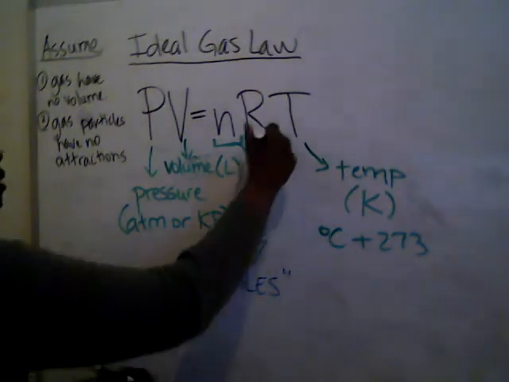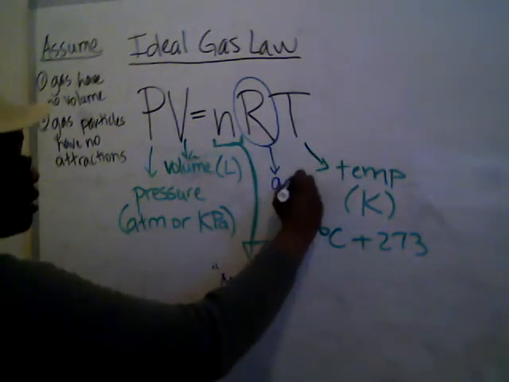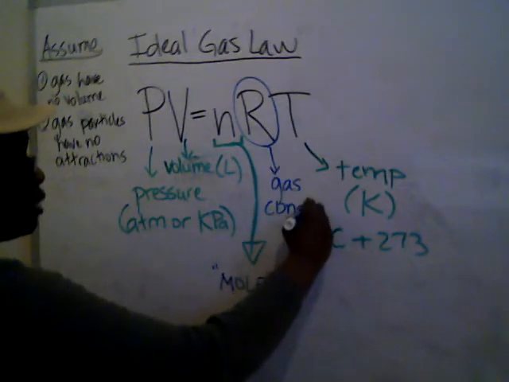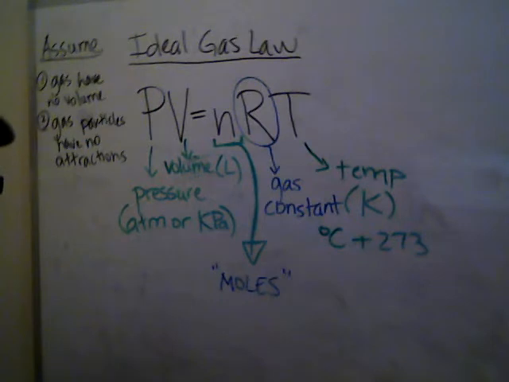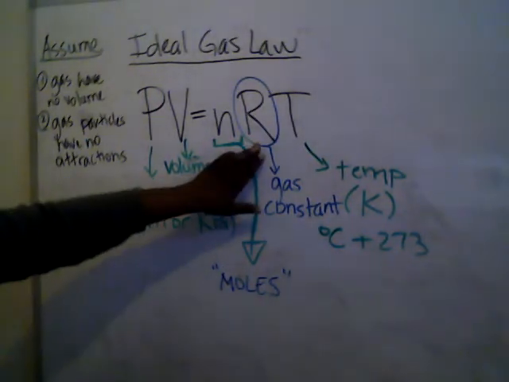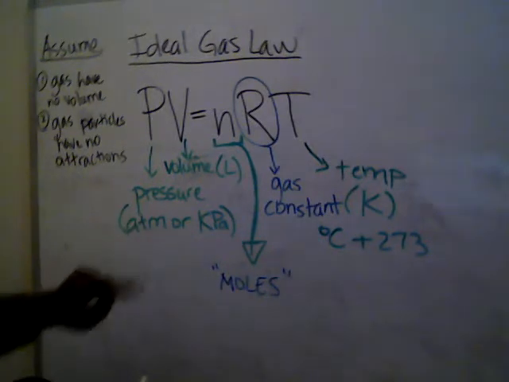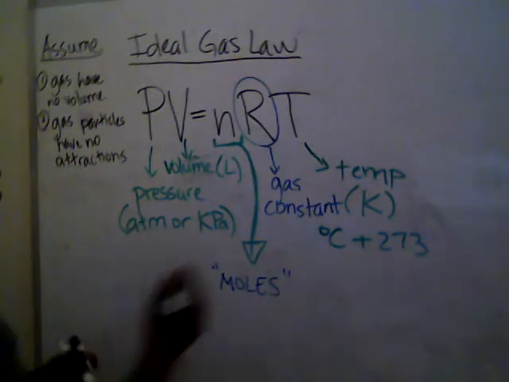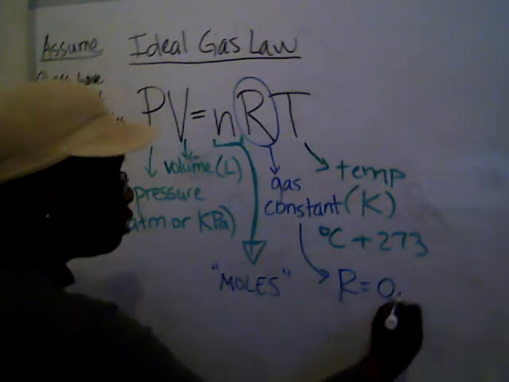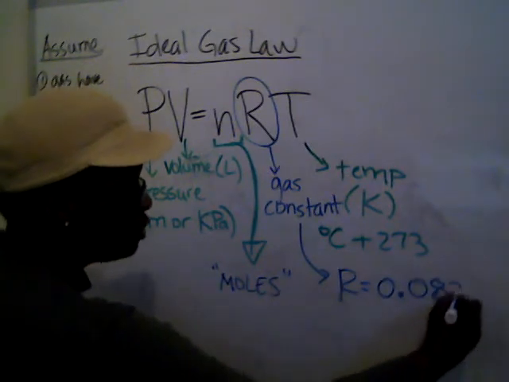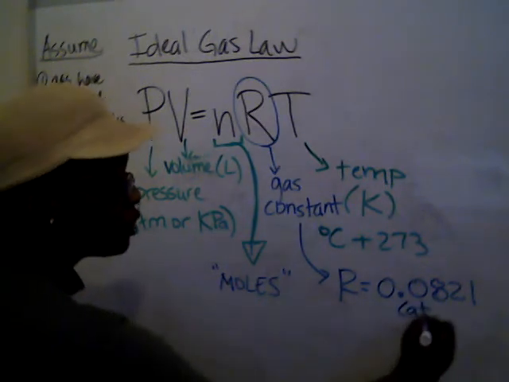And this R is called the gas constant. The good thing about this variable is that it will always be the same number every single time. Now the number that you use for R is based off of what you use for your pressure. So there are two different R values that we could use, and I'll write them here. So R can be 0.00821 if you are using atmospheres for your pressure.